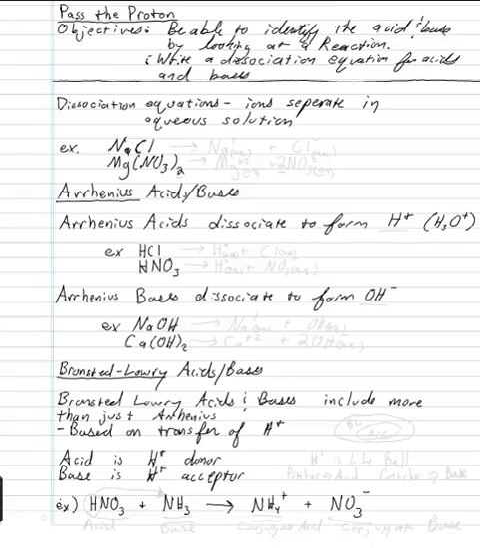So, for example, when we make a salt solution, sodium chloride for instance, the particles of sodium separate from the particles of chloride. So we have NaCl breaking up into its ions, Na plus and Cl minus.